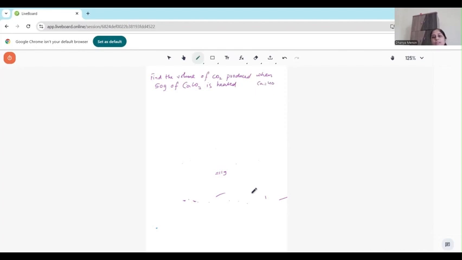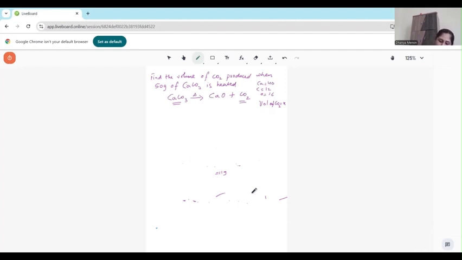So first, writing the balanced equation is always your first step. Calcium carbonate is heated. On heating, it gives you calcium oxide and carbon dioxide. It's already balanced: oxygen is 3, calcium is 1, carbon is 1. You need to find the volume of carbon dioxide gas. Now, what is given to you? They have given you information about calcium carbonate, and you need to find the volume of carbon dioxide. The information given is the mass of calcium carbonate, right?